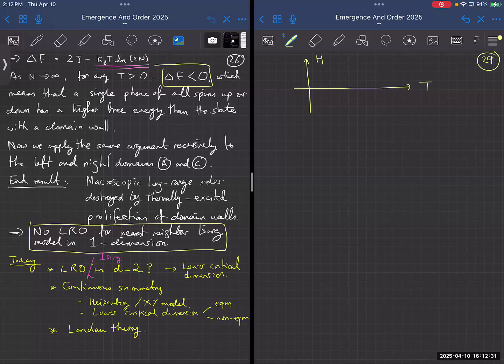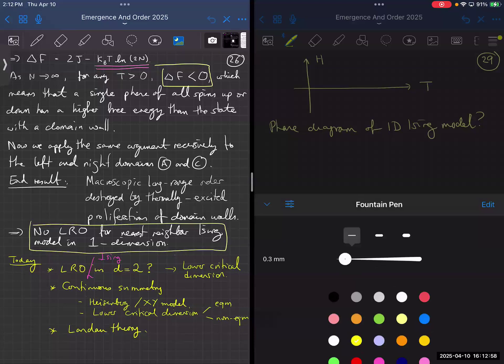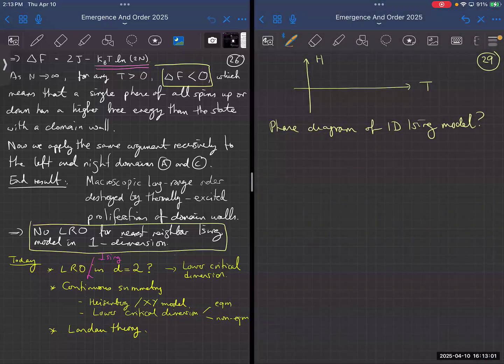The variable that I look at is the temperature, and I can also apply an external magnetic field. So the question is, what is the phase diagram of the 1D Ising model? We've really worked it out, but you may not realize that we've worked it out. What we've just worked out is this: if I'm at 0 temperature, then I can have long range order.